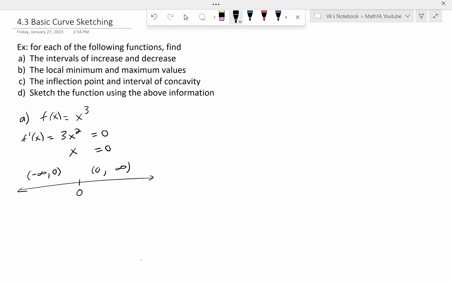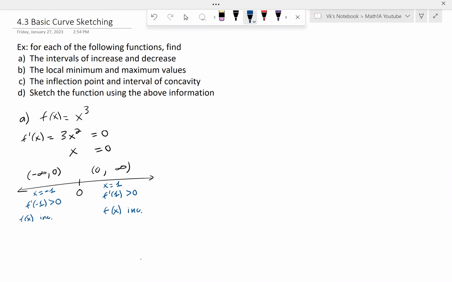In order to know which interval is increasing or decreasing, we just have to pick a test point. I'm gonna pick x equal negative 1, and f prime of negative 1 would be greater than 0. So it tells us that f(x) is increasing. Pick x equal to 1. f prime of 1 is also greater than 0. So f(x) is also increasing. So f(x) is increasing on these two intervals.